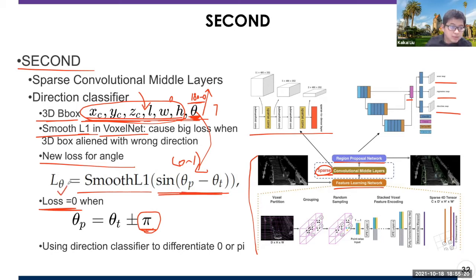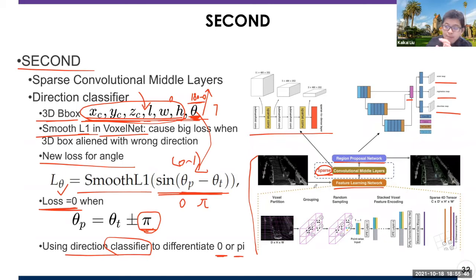So the loss is good, but the problem is they also have some ambiguity. Either 0 or pi degree, all have a loss value equal to 0. So you need to classify these two cases. To classify these two cases, that's why they add a direction classifier. It's not a direction regressor, it's a direction classifier to classify whether it is 0 degree or pi.